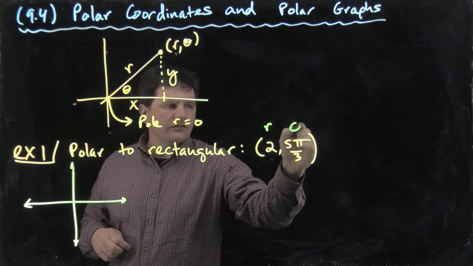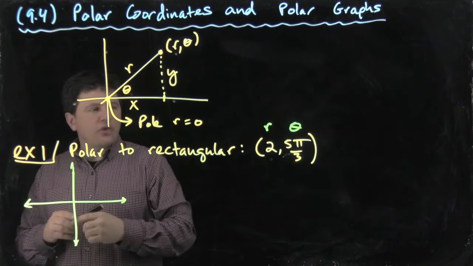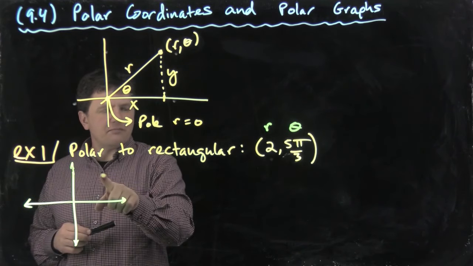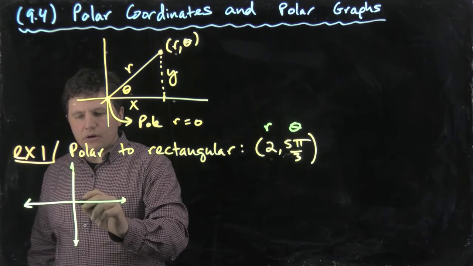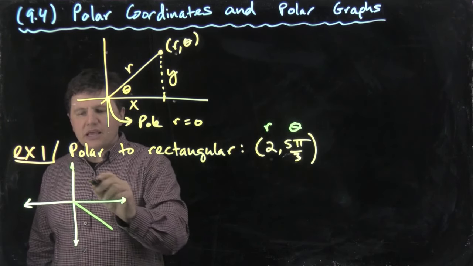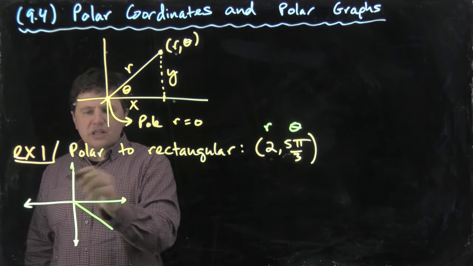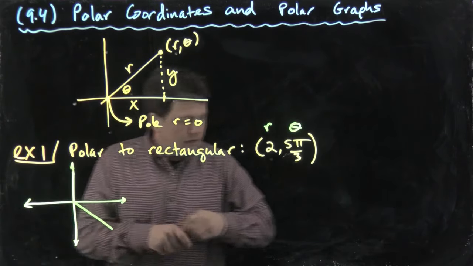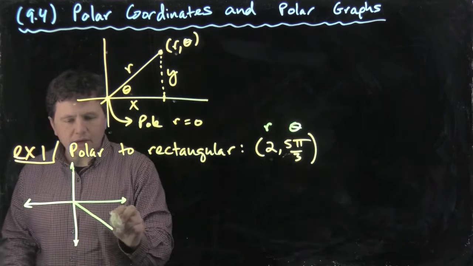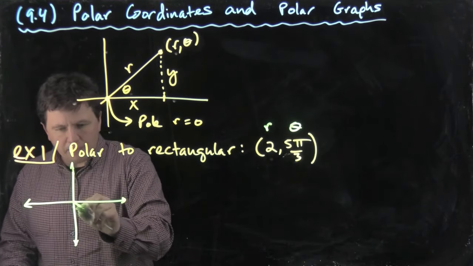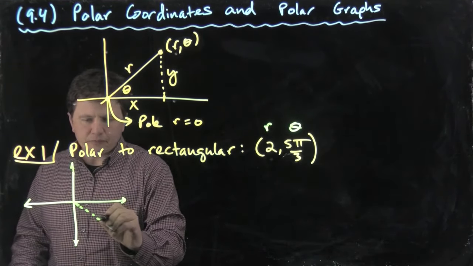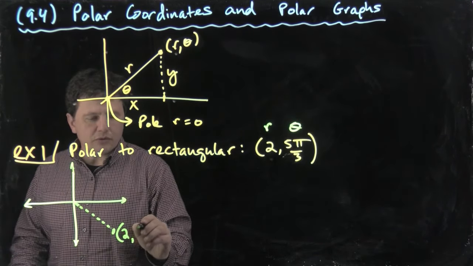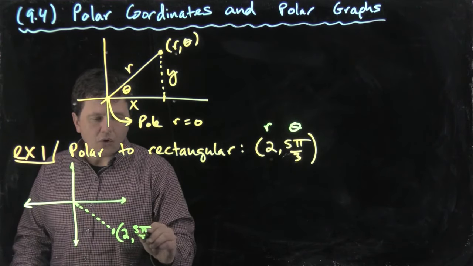So this is our r, this is our theta. Okay, so theta is 5 pi over 3, so that means we are over here. Okay, so 5 pi over 3, just like if we're talking about the unit circle. And then our point is going to be 2 away. Okay, so right here, let's make this dotted. This is going to have a length of 2, and this is going to be our point 2 comma 5 pi over 3.